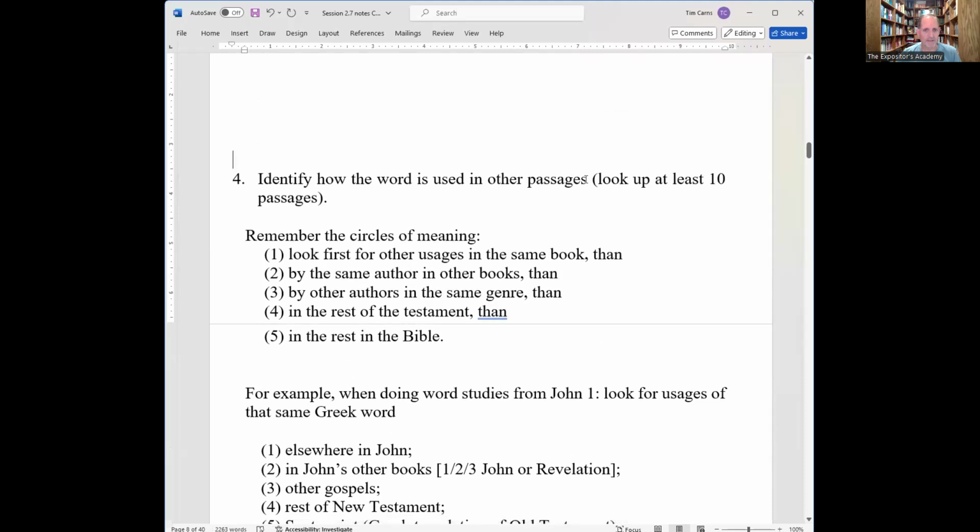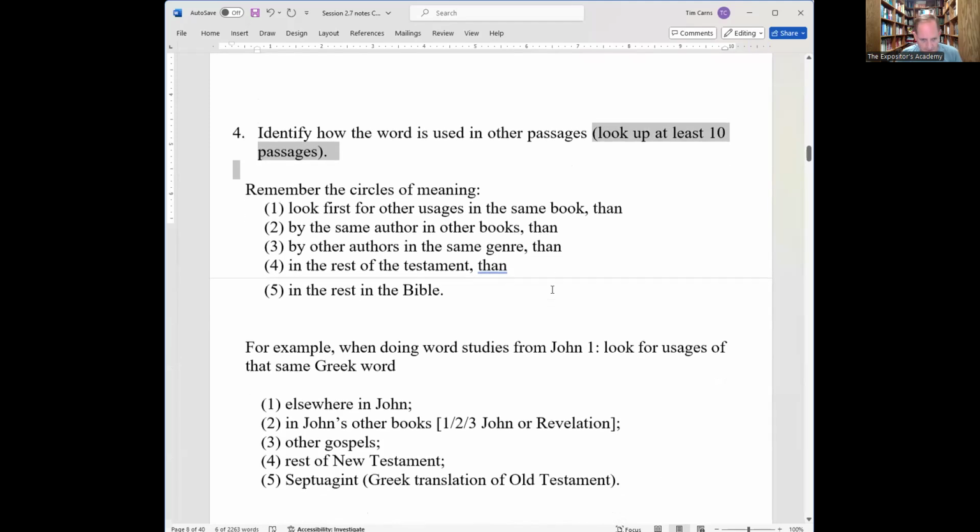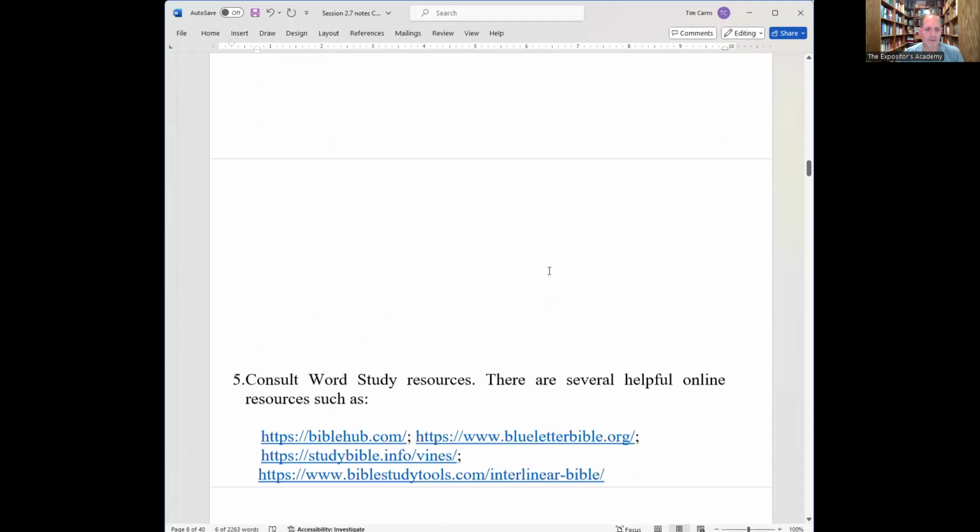Then you'll look at the rest of the New Testament if it's a Greek word, or the rest of the Old Testament if it's a Hebrew word. But again, only go up to 10 or 12 uses. I think in the assignment I just said to look up at least 10 passages. I'll show you an example of this in a moment.